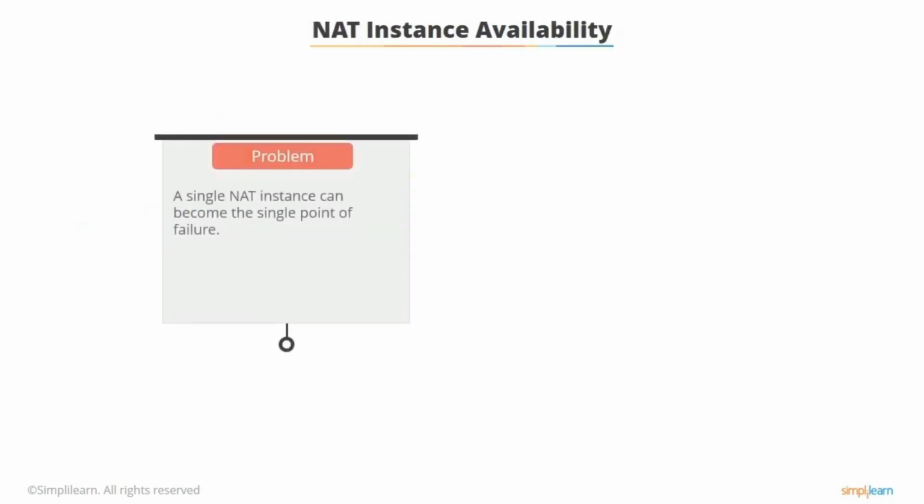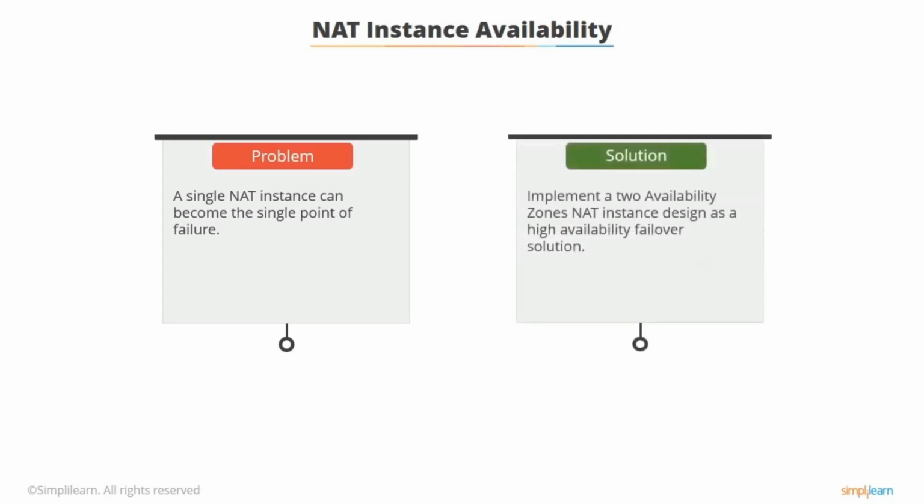Keep in mind that a single NAT instance can become the single point of failure. So if you are using a NAT instance and high availability is important for your setup, then consider implementing a 2 availability zone NAT instance design as a high availability failover solution. It will prove more effective when used together with auto-scaling. For web access, you can also use Squid proxy architecture.